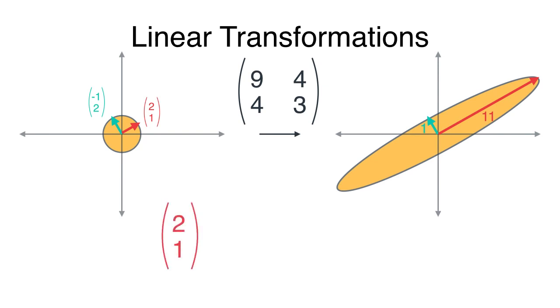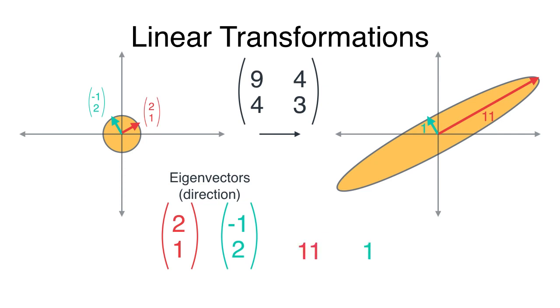The directions are 2, 1 and minus 1, 2. These are the eigenvectors which give us direction, and the eigenvalues, which are these factors of stretching, are 11 and 1. So those are, as I said, called eigenvalues, and they give us the magnitude.